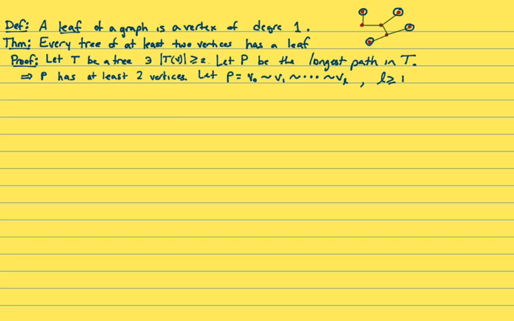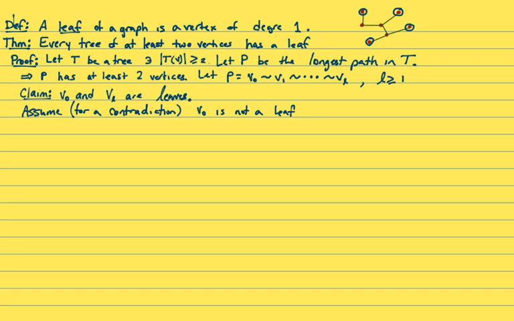Okay. I claim that if P is the longest path, V naught and VL are leaves of the tree T. So in order to prove that they are leaves, let's assume for a contradiction that V naught is not a leaf. And you could do the same thing for VL. I'm going to do it for V naught, which is going to give me that there is a leaf. But let's assume it's not a leaf and show that leads to a contradiction.